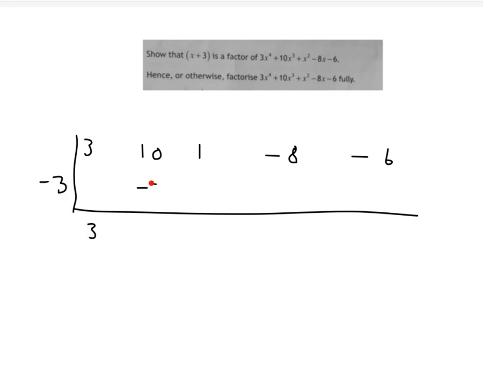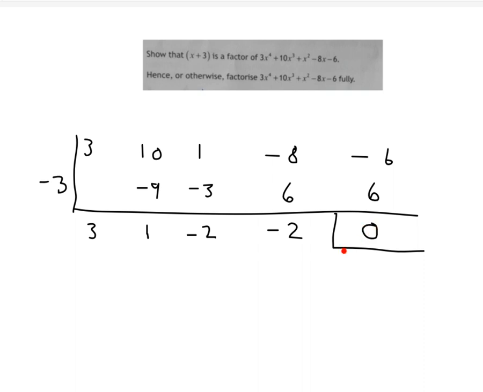Negative 3 times 3 is negative 9. 10 add negative 9 is 1. Negative 3 times 1 is negative 3. 1 add negative 3 is negative 2. Negative 3 times negative 2 is positive 6. Negative 8 add 6 is negative 2. And finally, negative 3 times negative 2 is positive 6. Add those two together, and we end up with 0.